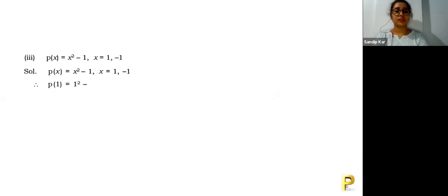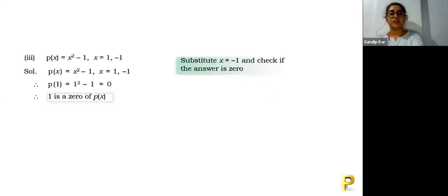So P of 1 is equal to 1 square minus 1. 1 minus 1 is 0. Therefore, 1 is the 0 of the polynomial. Okay, let's check for the minus 1.